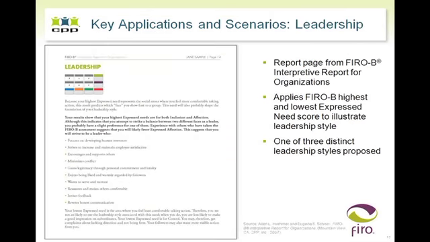This one is from the FIRO-B Interpretive Report for Organizations. It's about leadership style. Again, it's Jane's sample. By now, you're maybe becoming familiar with her scores on her FIRO grid. They're pictured in the upper left-hand portion of the page. And what the page particularly tries to do is to make some proposals about Jane's style of leading others.